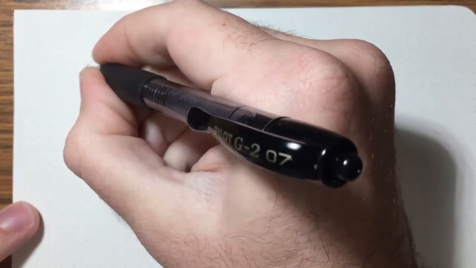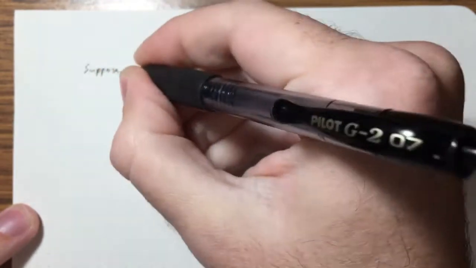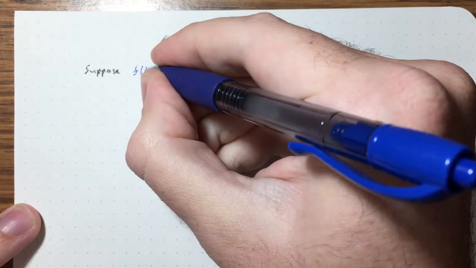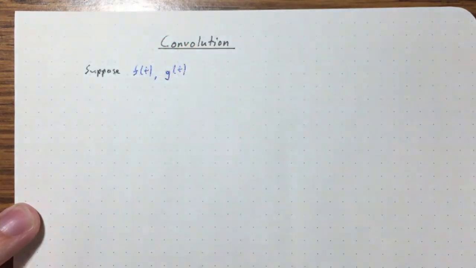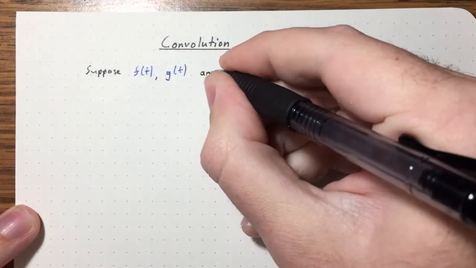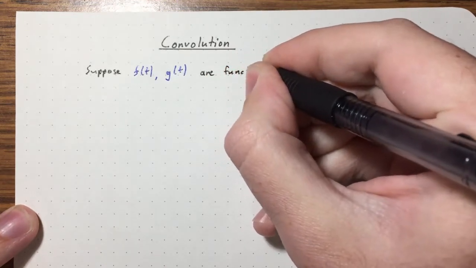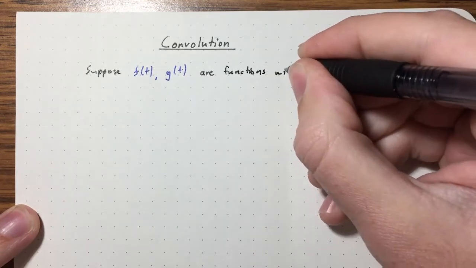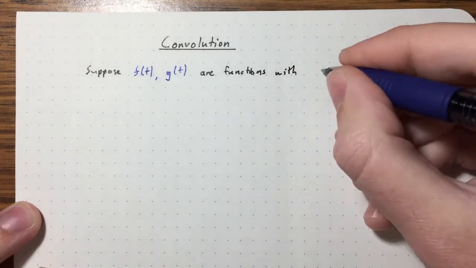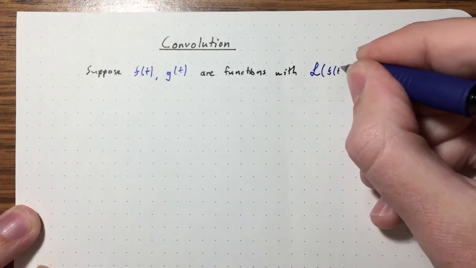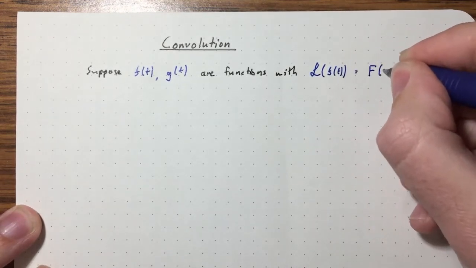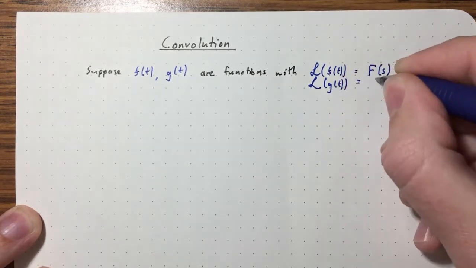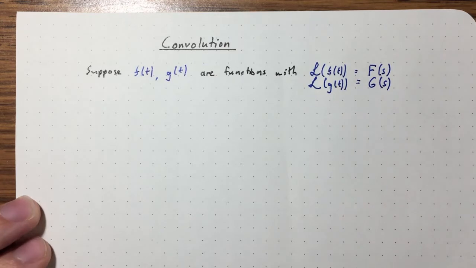So let's suppose that we have two functions. We'll call them f of t and g of t. And let's suppose that these have Laplace transforms. So the Laplace transform of f of t is denoted by capital F of s, and the Laplace transform of g of t is denoted by capital G of s. So our usual notation.